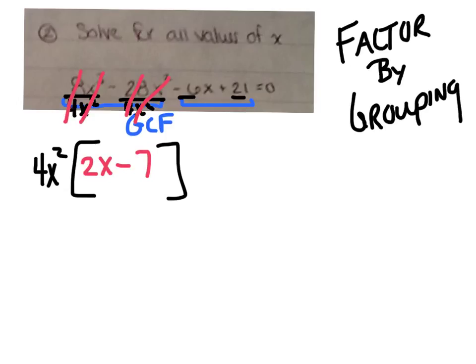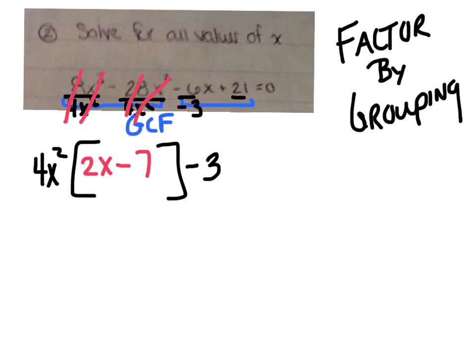Well, your options are either positive 3 or negative 3. Now clearly there's going to be a better choice. Your goal is to get 2x minus 7 when you do this. So if you have a negative 6x and you wanted 2x, would you pull out a positive 3 or divide out a negative 3? Hopefully you're saying divide out a negative 3.